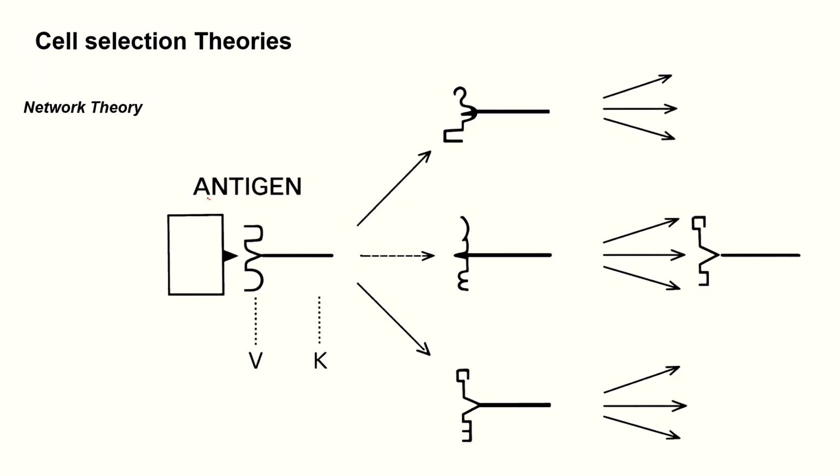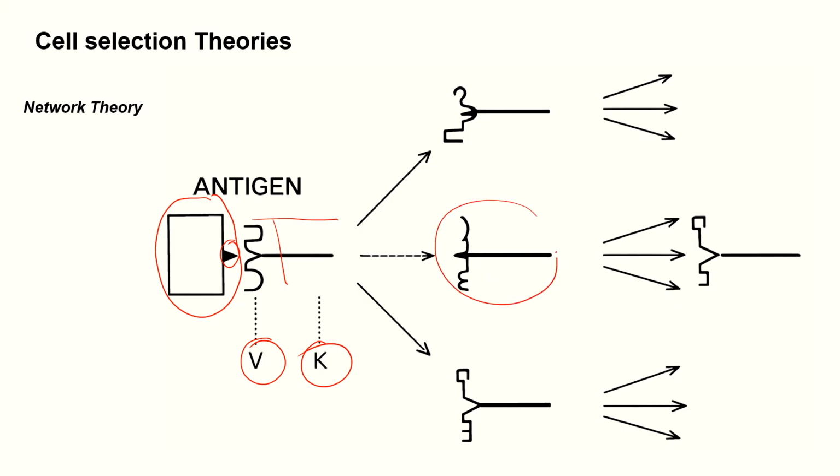Suppose this is an antigen, and this antigen is expressing this epitope on the surface, and this is an antibody which has a variable region and a constant region. This is just a picture which Jerne proposed at that time, which has been largely modified today. We can see that the variable domain, which is actually the paratope as we know today, can bind to this antigen.